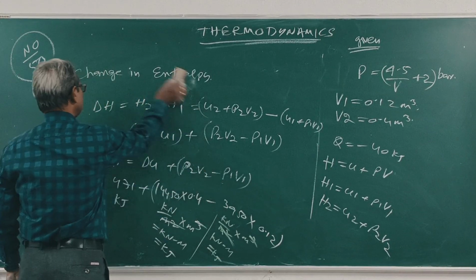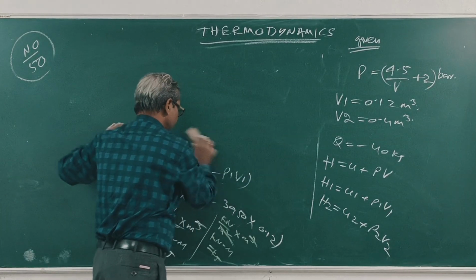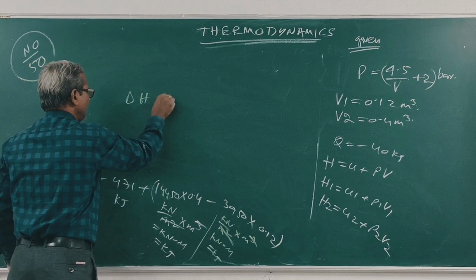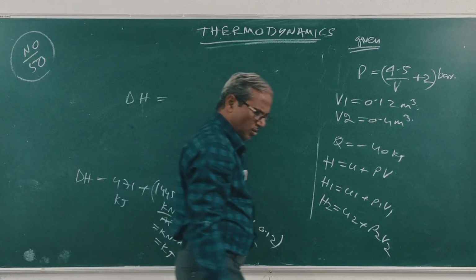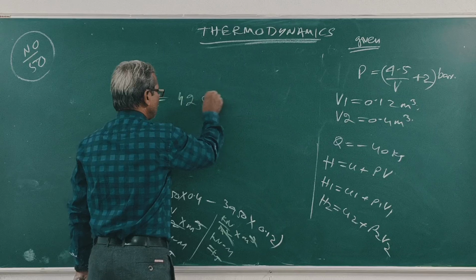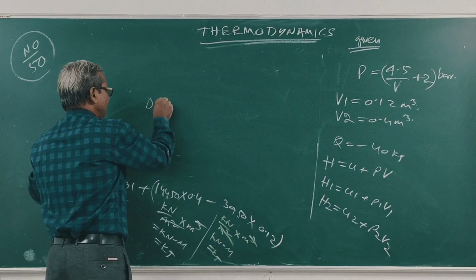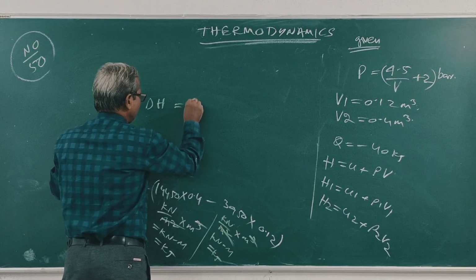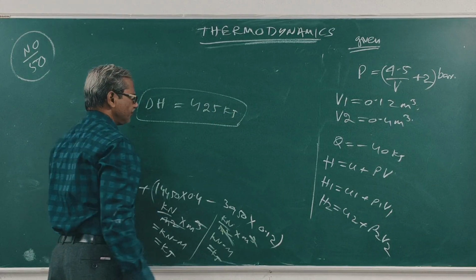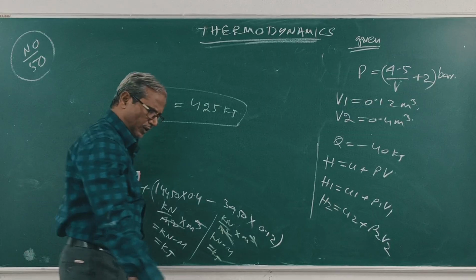Now the answer is delta H is equal to 425 kilojoule. Make the solution clear and use a calculator to get the answer. 425 kilojoule. This is question number 50. I will do question 51.